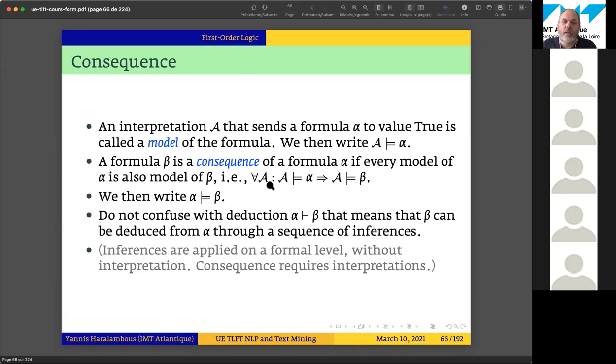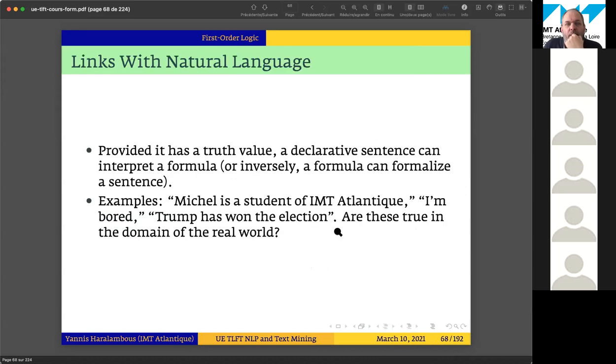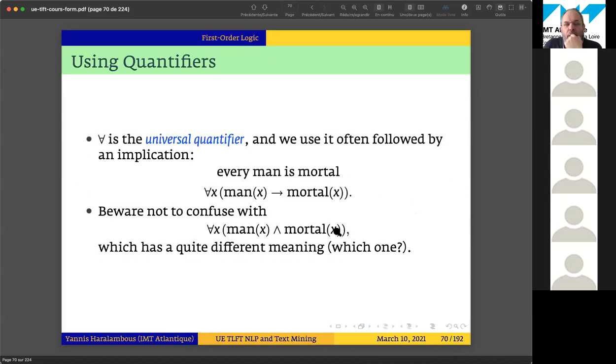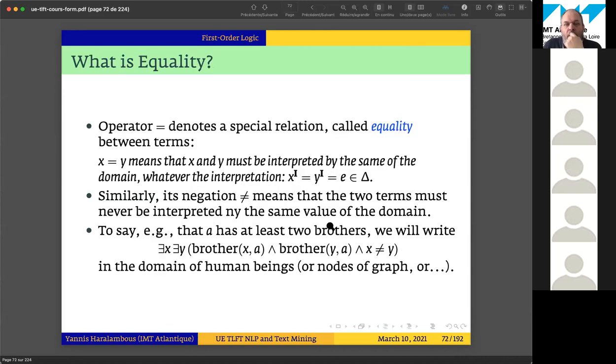Consequence is a relation between formulas that seemingly depends on interpretation, but it's defined in such a way that it should work for any interpretation. So we say that beta is a consequence of alpha if every model of alpha is a model of beta. So no matter what interpretation you take for both alpha and beta, whenever alpha is true, beta is also true. Consequence is important because that's what we look for when we do queries.